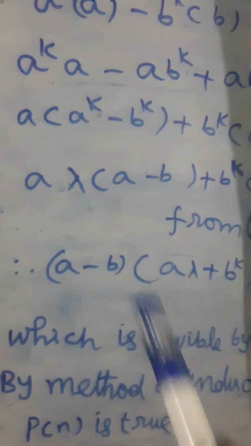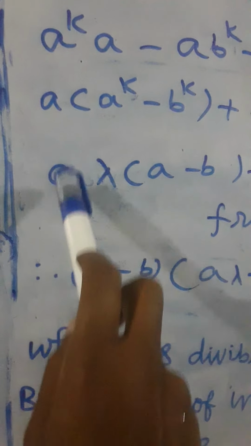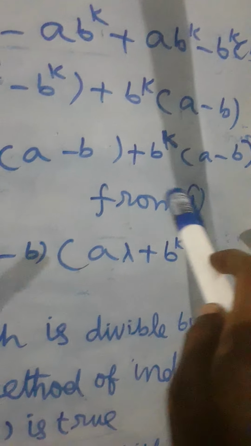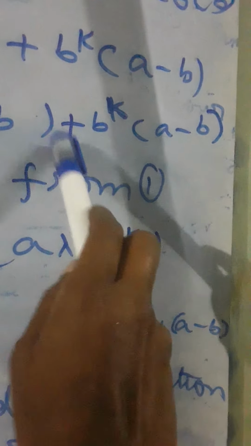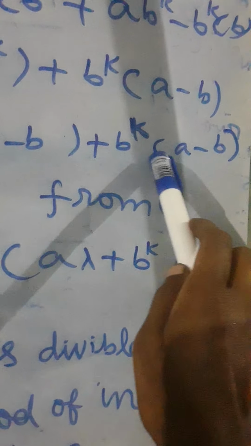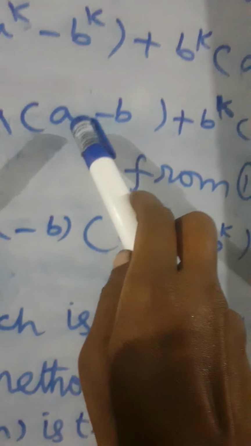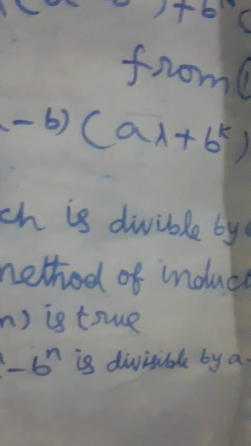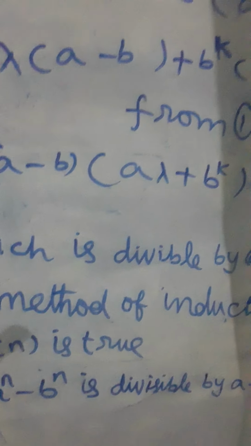From 1, a power k minus b power k can be written as lambda into a minus b. Therefore, a into lambda into a minus b plus b power k into a minus b. This is one term and addition, and this is another term. In both terms a minus b is common. Therefore, taking a minus b as common factor, inside the bracket a lambda plus b power k. Therefore, a minus b into a lambda plus b power k.